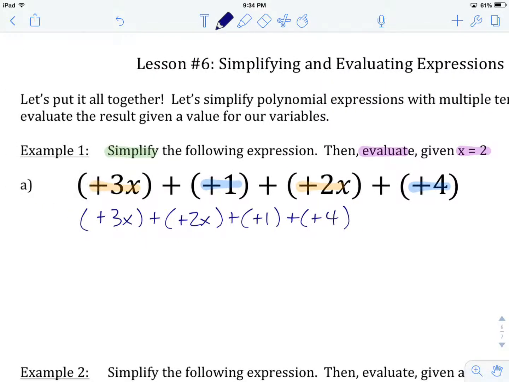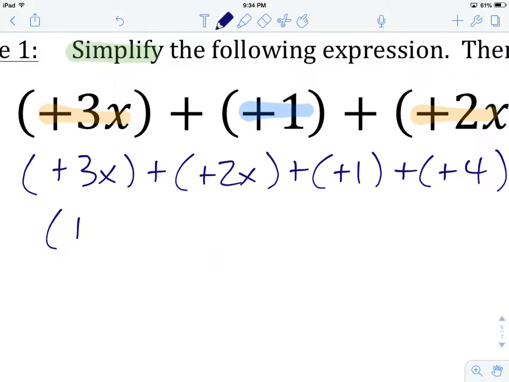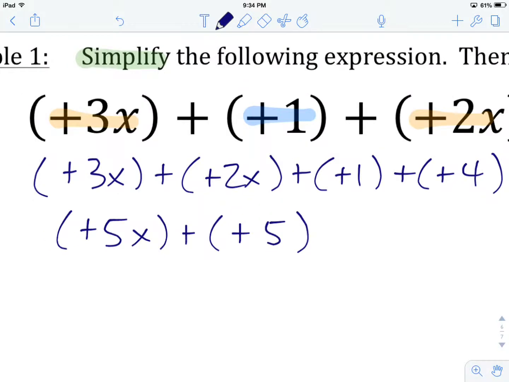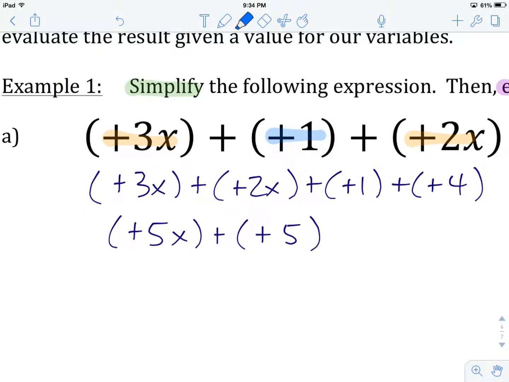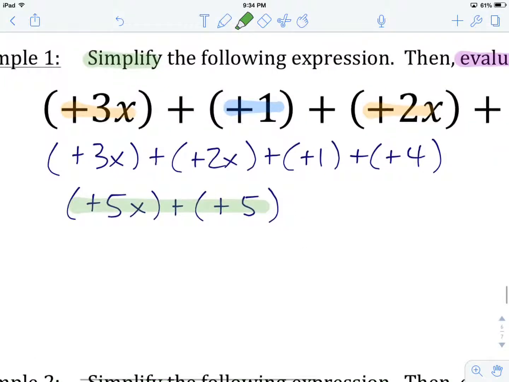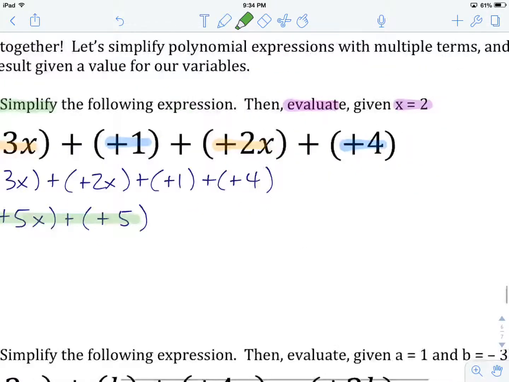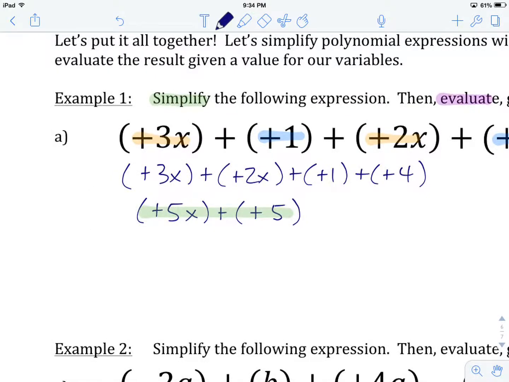Our next step is going to be to combine each of these pairs of like terms. So a plus 3x plus positive 2x is going to give us a positive 5x plus, and the second set of terms simplified will give us a positive 5 as well. So this is the simplified step, and I'm going to highlight that in green because that's the color we picked for simplify. So this is my simplified step right here, or my simplified stage. Now I've been asked to evaluate every time I see x equal to 2. So I'm going to do that in my next step.